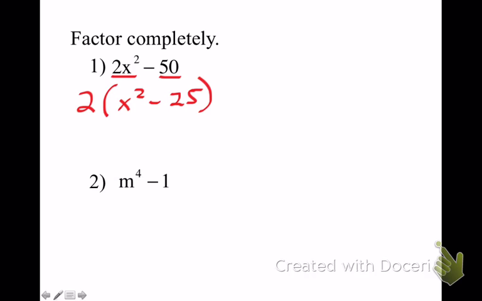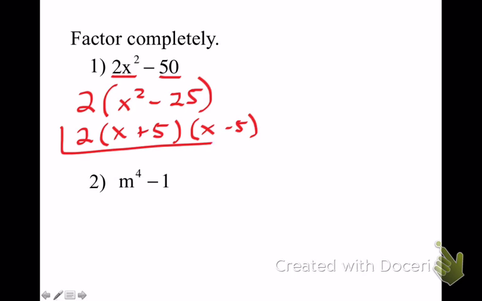And then we notice what's left inside the parentheses is a difference of squares. So that then needs to be broken down. x squared breaks down to x times x, and 25 is going to be plus 5 minus 5. And there you go, it's fully factored. If you multiply those things together, you would get 2x squared minus 50.